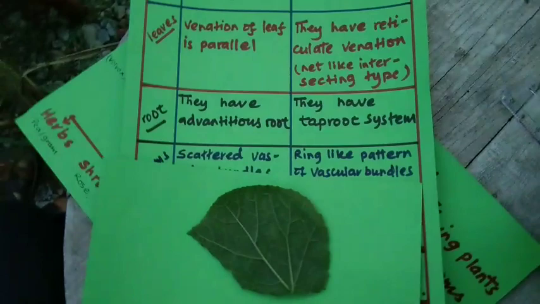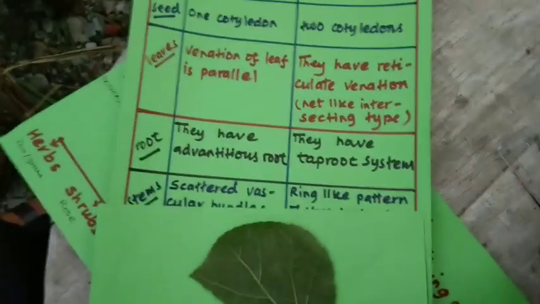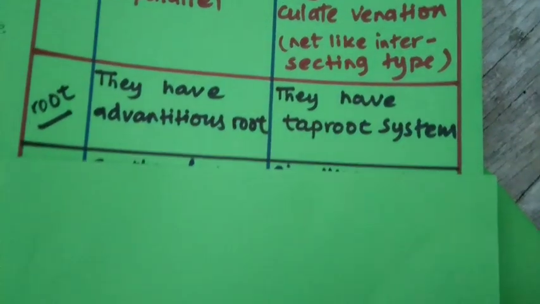So on the basis of the leaf, the difference is that venation of the leaf is parallel in monocot, and venation is reticulate in dicot, that means net-like structures there. And now the third difference is roots: monocots have adventitious roots. That maize plant, please.